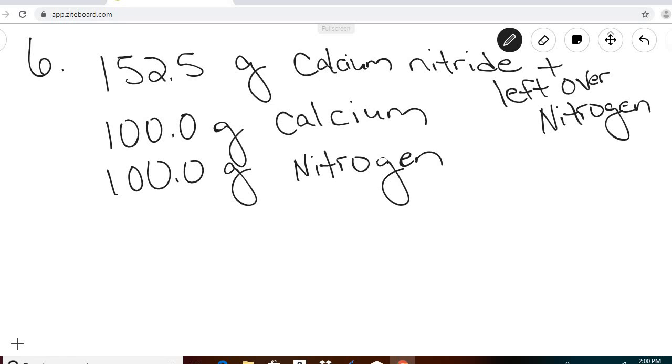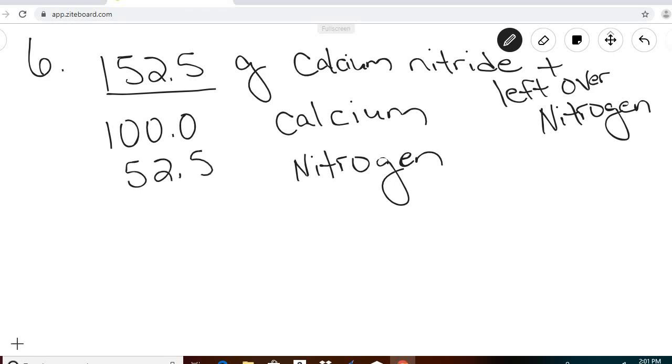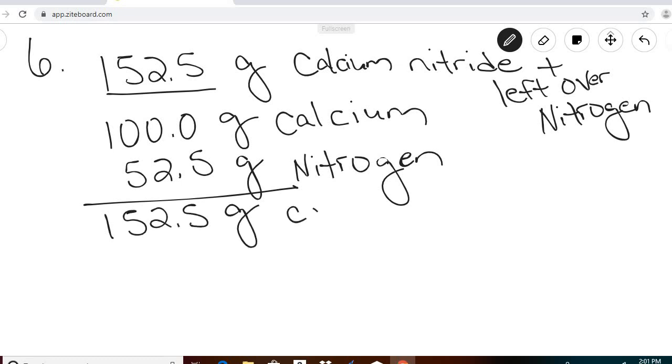Okay, so if we mix together 100 grams of calcium and 100 grams of nitrogen, and yet only end up with 152.5 grams of calcium nitride, because of the law of conservation of mass, to end up with this amount of calcium nitride, we would have needed only 52.5 grams of nitrogen. Okay, so that's our recipe to get the 152.5 grams of calcium nitride.